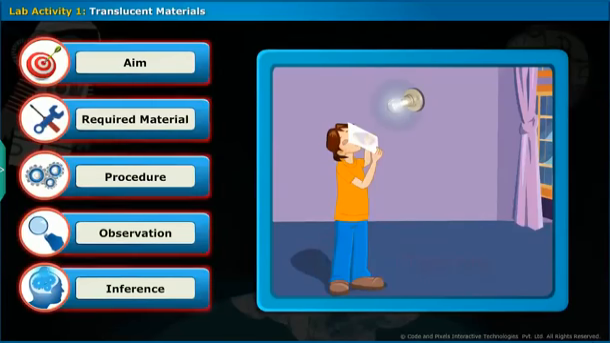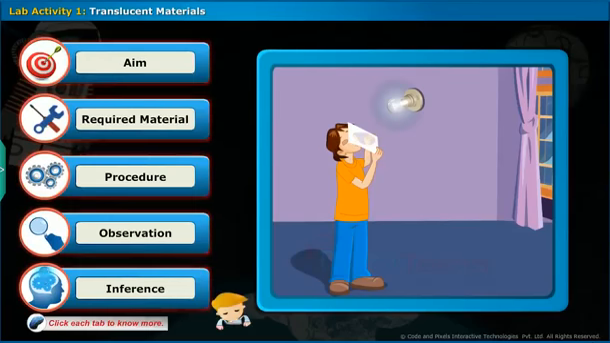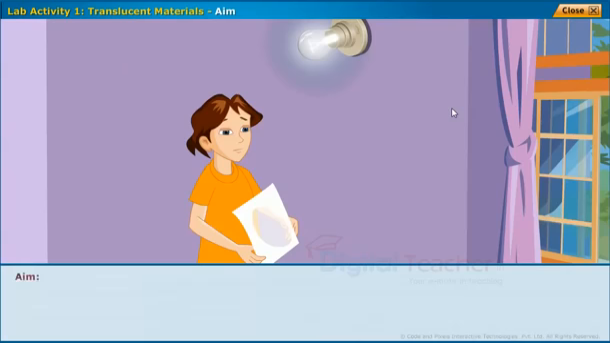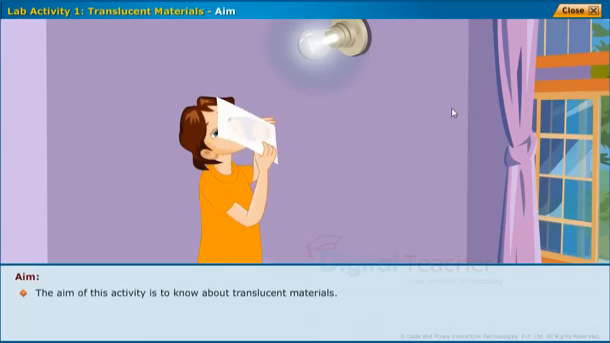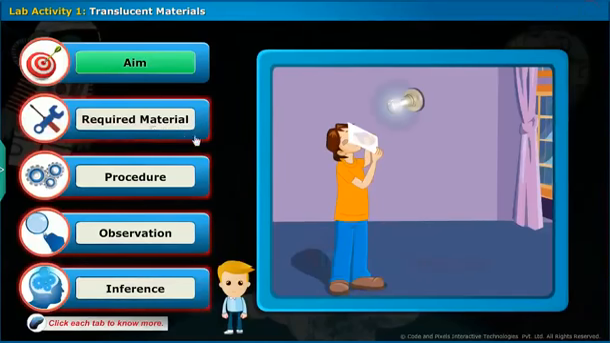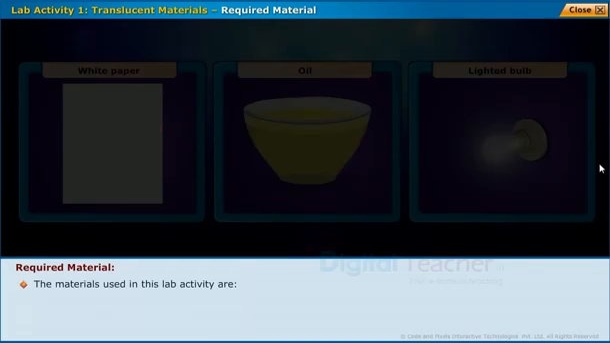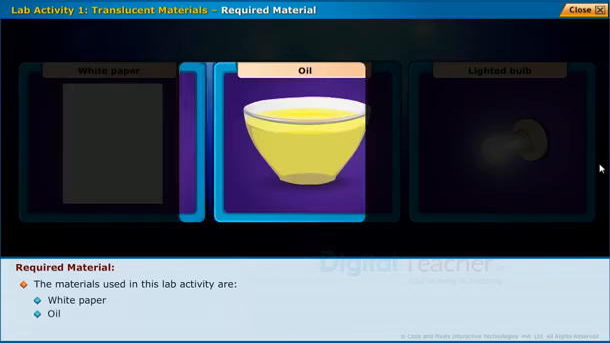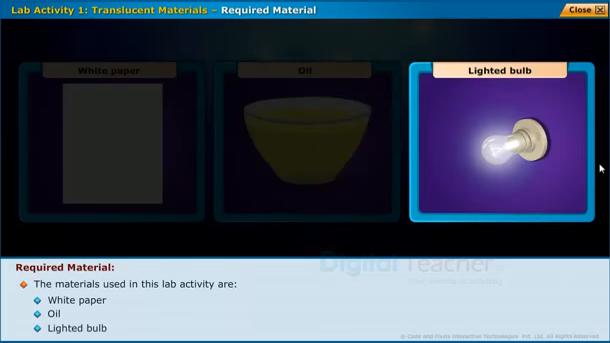Here, we will do a lab activity to know about translucent materials. Click each tab to know more. The aim of this activity is to know about translucent materials. The materials used in this lab activity are white paper, oil, and a lighted bulb.